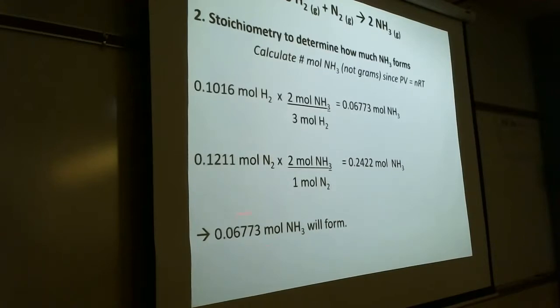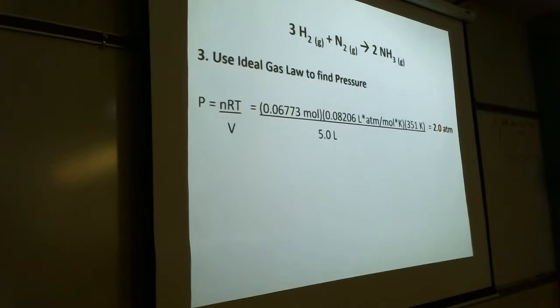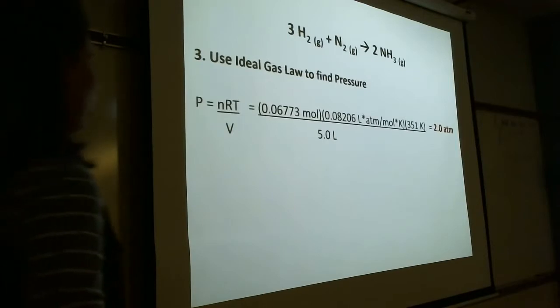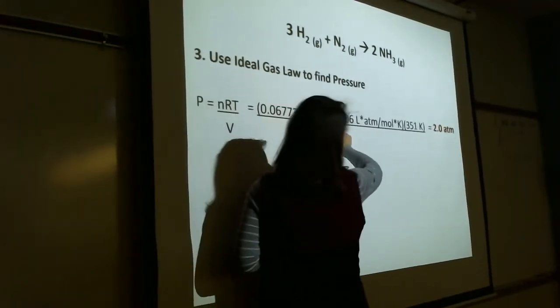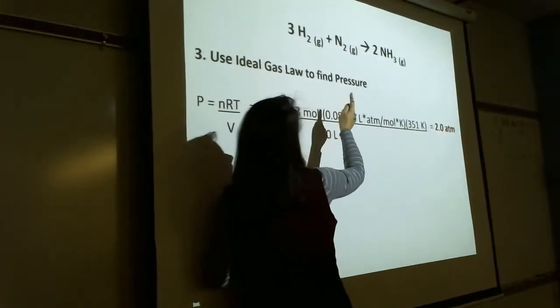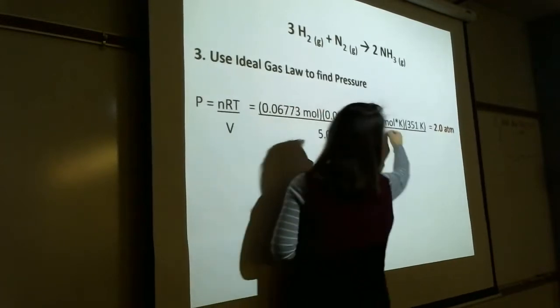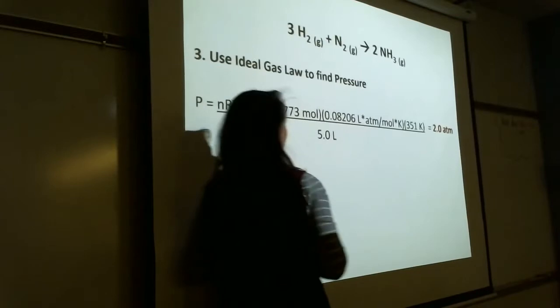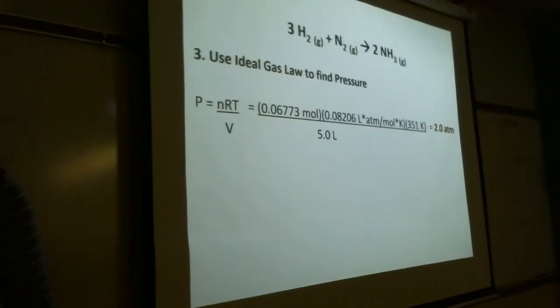Now that we know number of moles, the problem gave us the volume and the temperature of the NH3. So we're just going to plug in and get pressure, right? Number of moles is what I just solved for. R is a constant, and the temperature converts to Kelvin, right? So liters cancel, moles cancel, Kelvin cancel, I'm left with atmospheres. Rounding my final answer to 2 sig figs, I got 2.0 atmospheres.